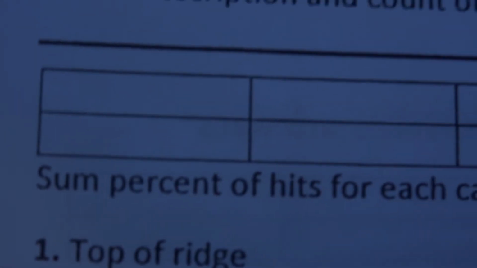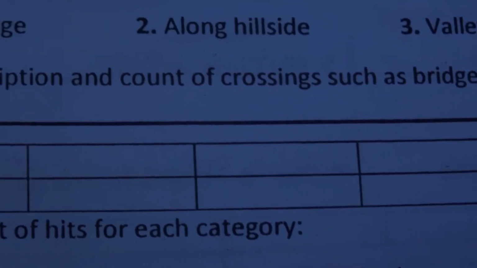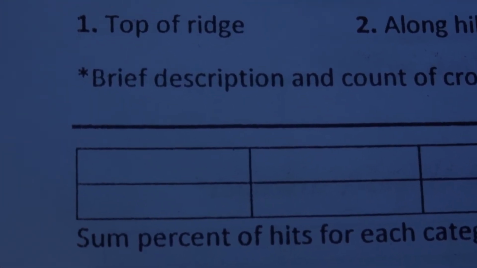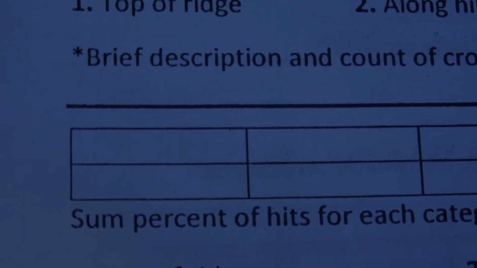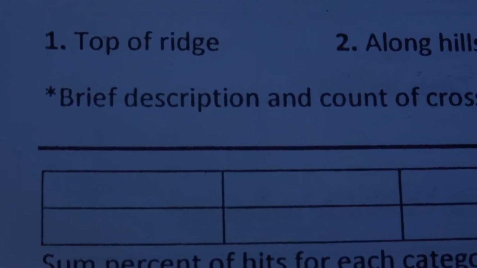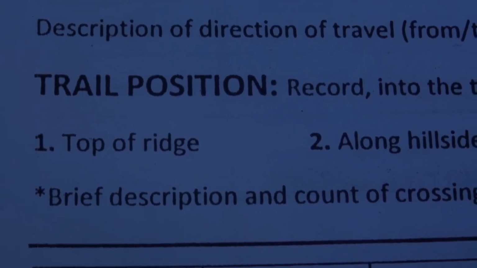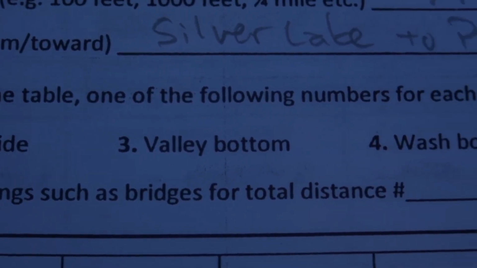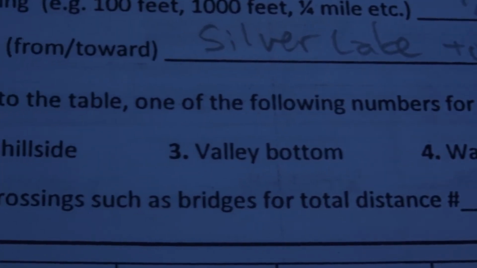Alright, so now going to the form itself. The form does have a matrix for each one of these, a table. There are more than we're going to need for this, but our first stop would get marked in the first rectangle. But let's take a look. Trail position. Record into the table one of the following numbers for each stage.